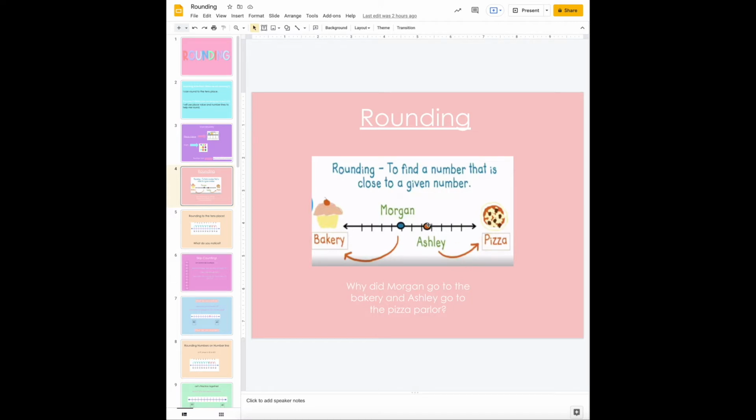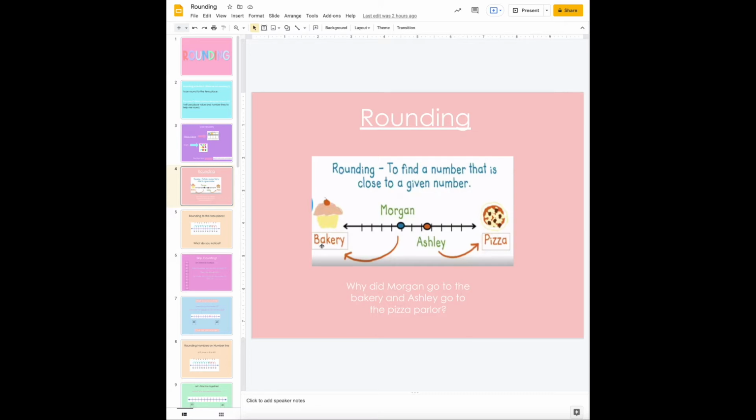So this is just like rounding. Whichever number is closest to each side, it's either going to round up or it's going to round down. The reason Morgan didn't go all the way to the pizza is because Ashley is closer to this side of the street where the pizza is, and Morgan is closer to this side where the bakery is. So that's how they kind of decided. I like to think of this as really similar to rounding.